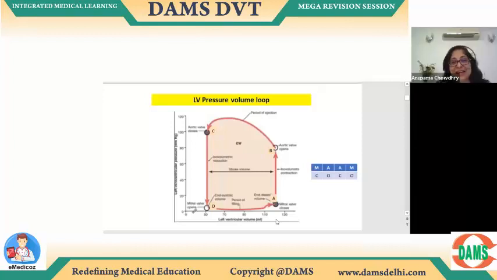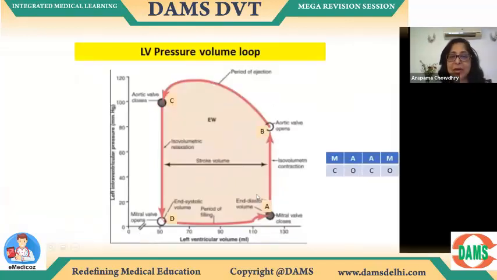Yes. So this is the left ventricular pressure volume loop, which is very commonly asked as far as the central institute exams are concerned. So let's revise it, and we normally do it in class as well. So let's do this left ventricular pressure volume loop. Now when you look at it, on the x-axis is the left ventricular volume in milliliters, and left ventricular pressure in millimeters of mercury is on the y-axis.